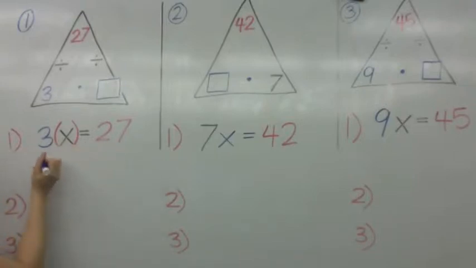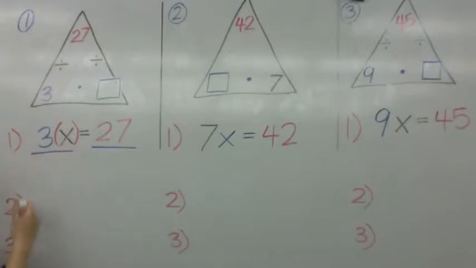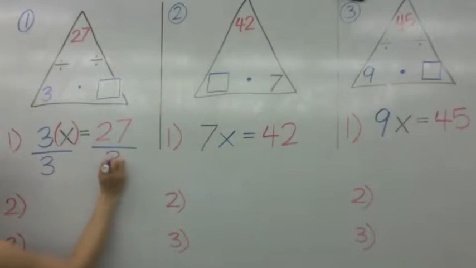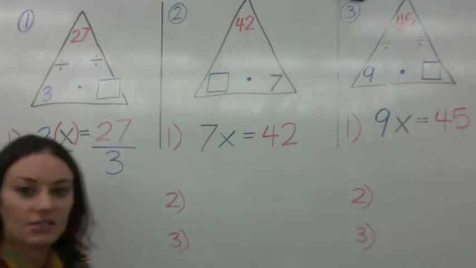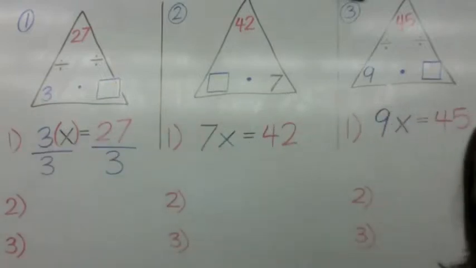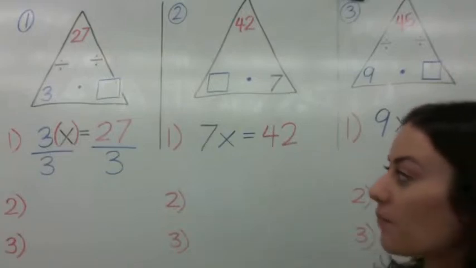So what I want you to do is you're going to go ahead and make a fraction bar, because this means divided by. Okay. Now, what is the divisor going to be here? The divisor is going to be 3. So I want you to divide by 3 on both sides, okay? Divide by 3 on both sides. All right, are we ready to keep going?